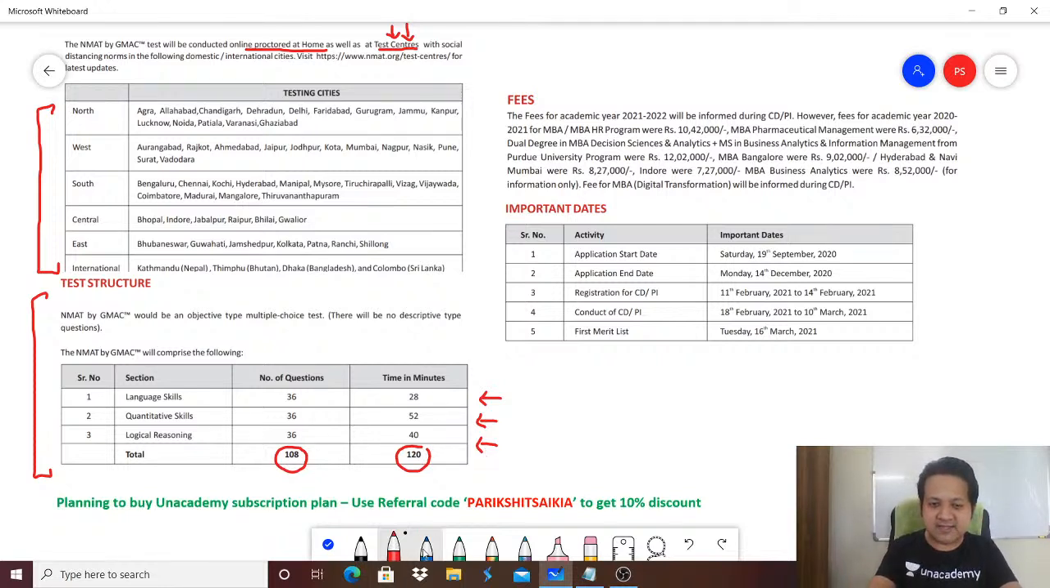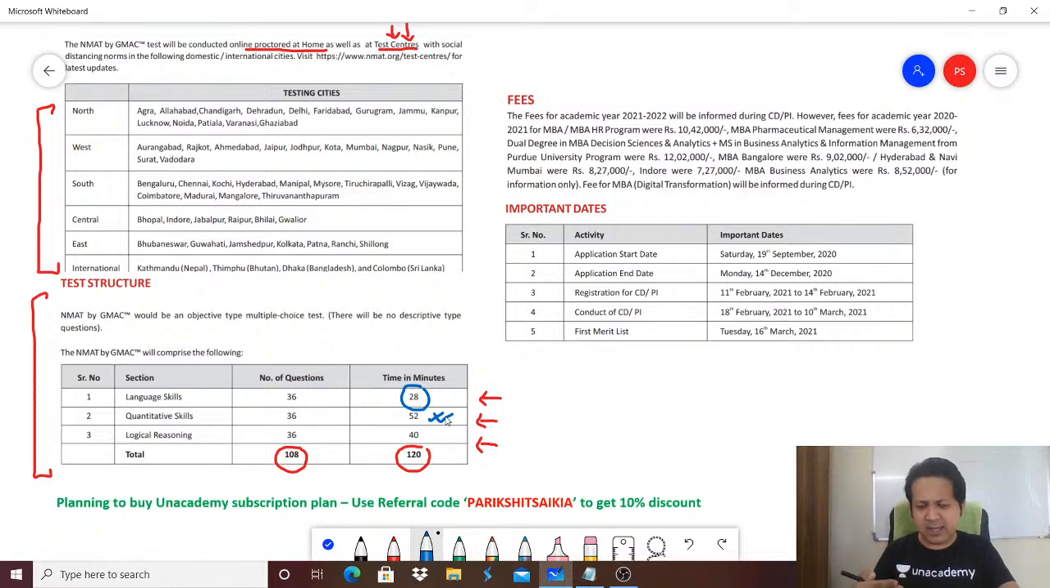Can you see this? There is a separate time limit for each of the sections. What does it mean? Let's say at the start, you will be given the option of which order you want to take. Probably I'm good at quants, I want to take quants first. So you can choose the order: quants, then logical reasoning, let's say LR. The moment the quant section starts, the timer will start until the 52 minutes are over. You cannot switch to a different section.